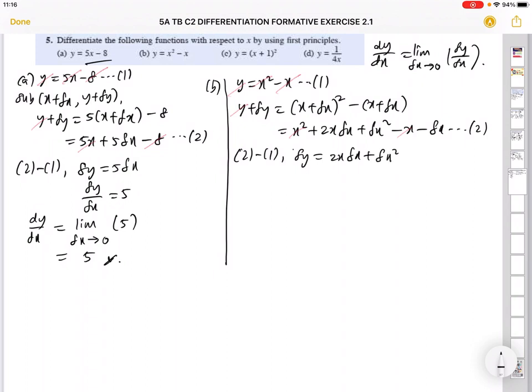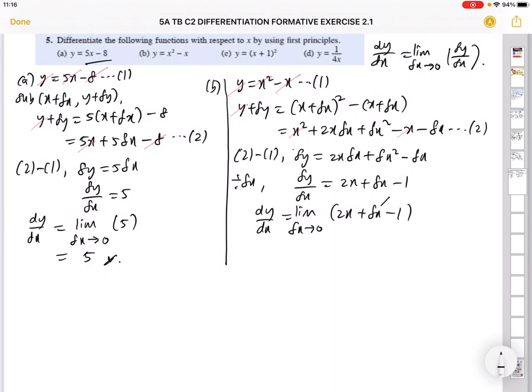minus delta x. So dividing by delta x, delta y over delta x will give us 2x plus delta x minus 1. And remember, dy dx is the limit of delta x approaching 0. I'm just going to substitute 0 inside here. So if you sub 0 inside, you're left with 2x minus 1.